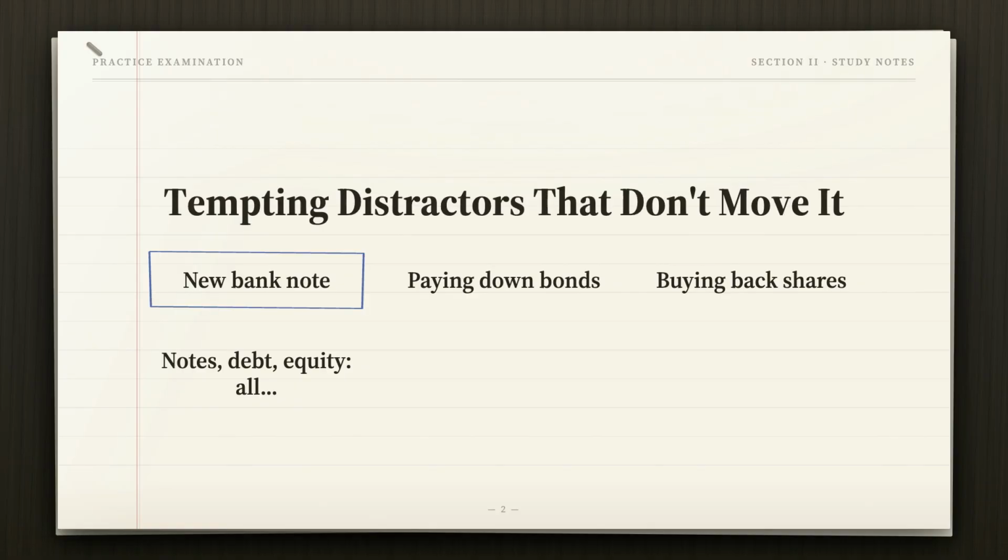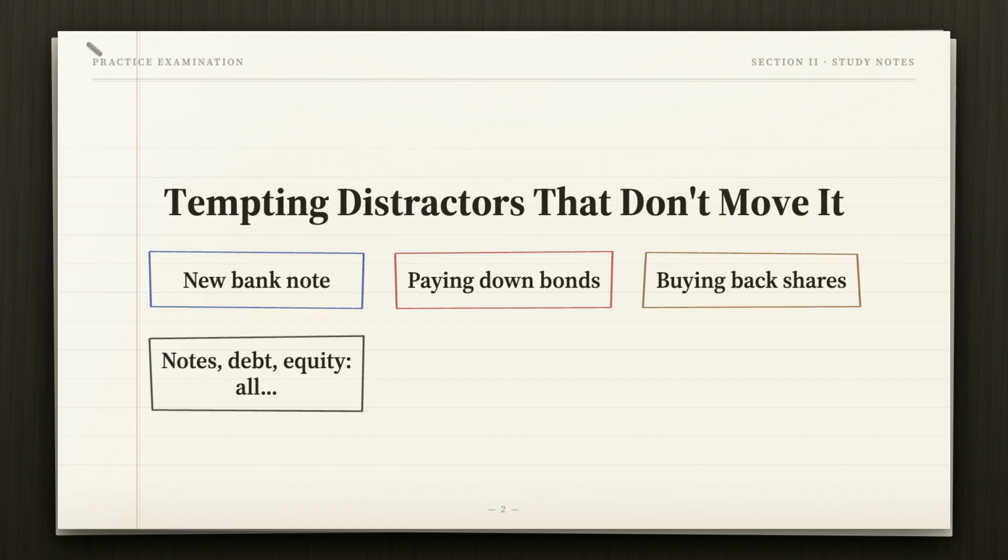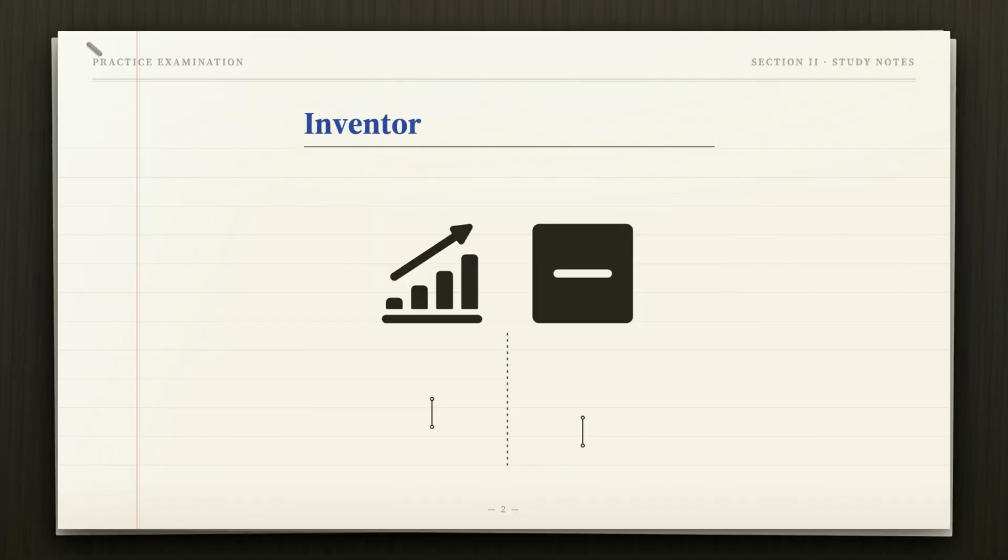Run the usual suspects through the filter. A new short-term banknote changes notes payable, paying down a bond changes long-term debt, and buying back shares with marketable securities touches a non-operating asset and equity. None of those accounts live in the formula, so none of them move it.